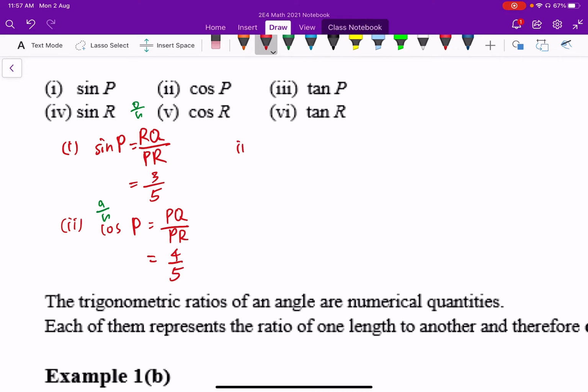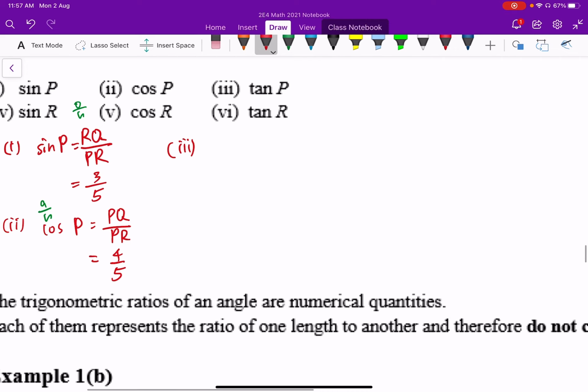Okay, so that's what it means by finding the trigo ratio. You don't need to find an angle, you are just finding the ratio. So next one, tangent P is equals to what? I'm still using the same angle. So looking at the same angle, tangent P is equals to O over A. And here, O over A is QR over PQ. It is 3 over 4.